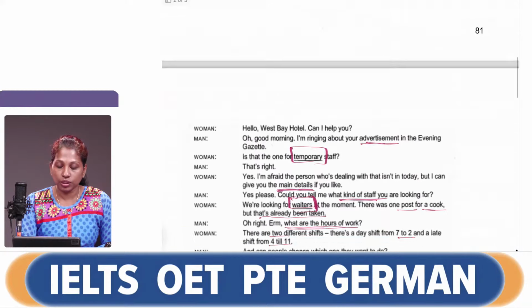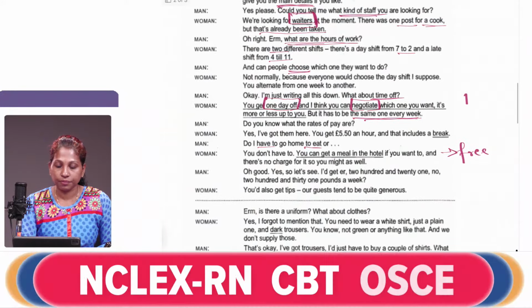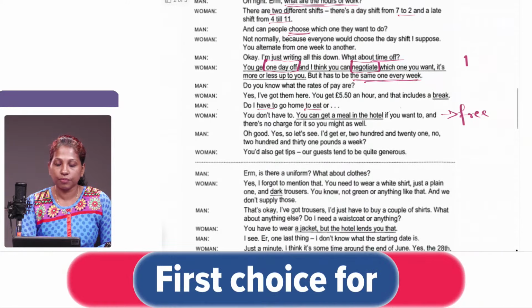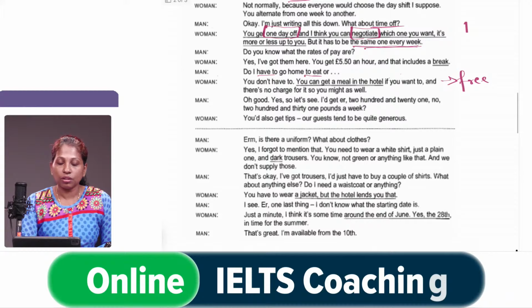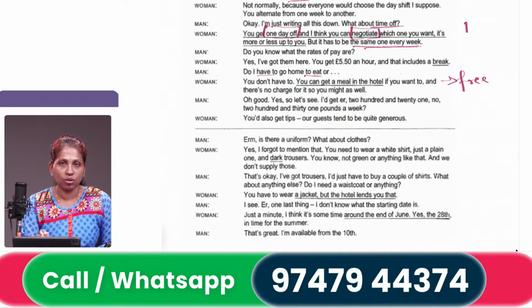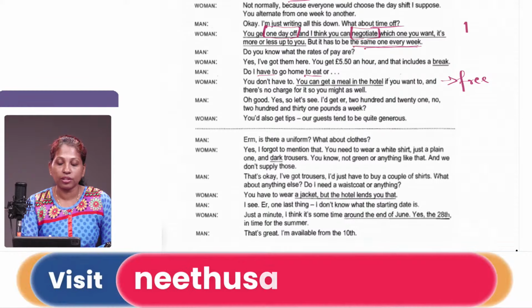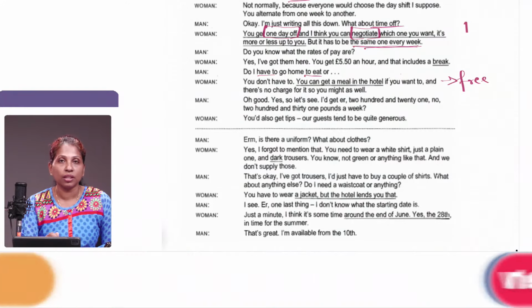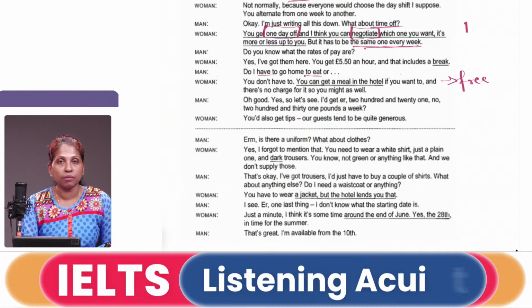So let's see what it says. Do you know what the rates of, okay, that is done, sorry. So, oh good, yes. I would get 231 pounds a week. So that is already mentioned in your note, right? You'll also get tips, she says. Our guests tend to be quite generous. So that was a distractor. Regarding that, there's no information which we have to fill, right? We have to complete. Nothing is there, but it was a distractor.